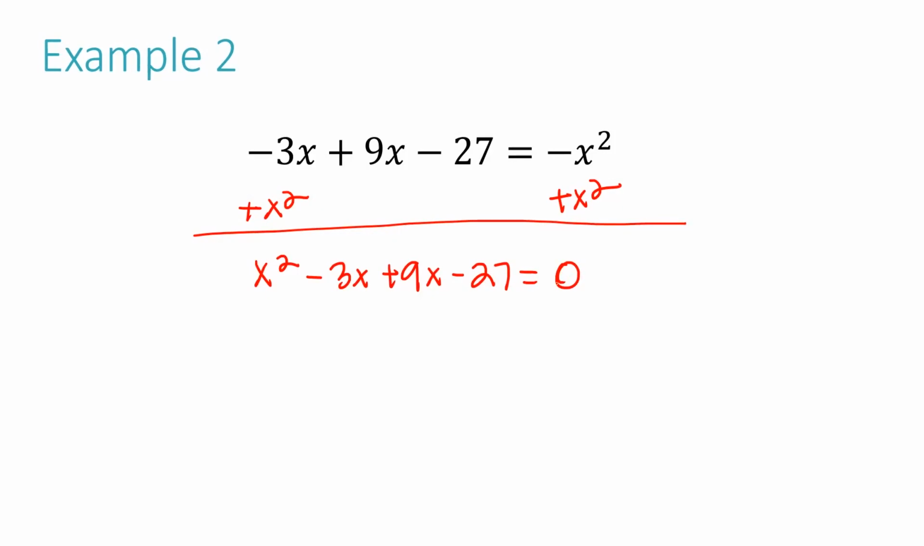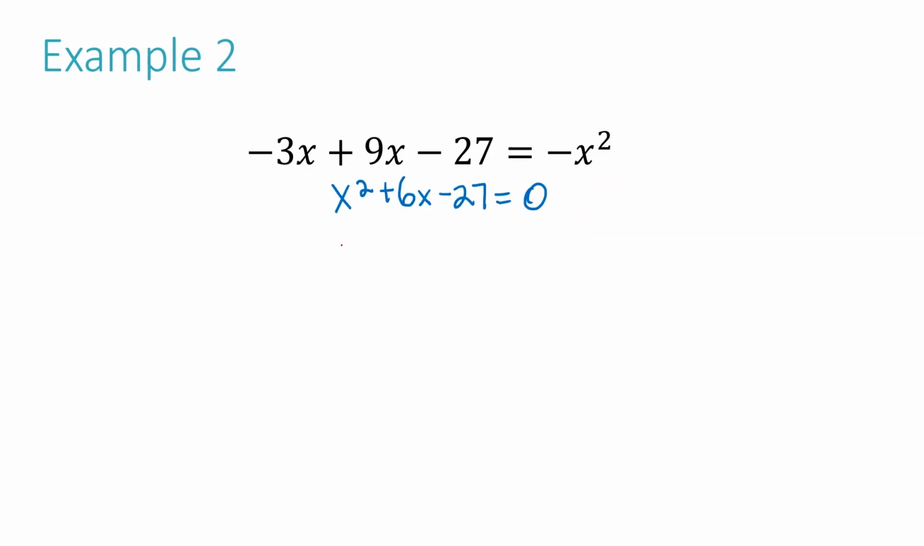Now I'm going to combine anything that I can combine, and I can see that I have two regular x's. I have my negative 3x, and then I have my plus 9x. So I'm going to say x squared plus 6x minus 27 equals 0. So now my problem is officially in standard form. I've taken my original equation and I've turned it into standard form. x squared plus 6x minus 27 equals 0.